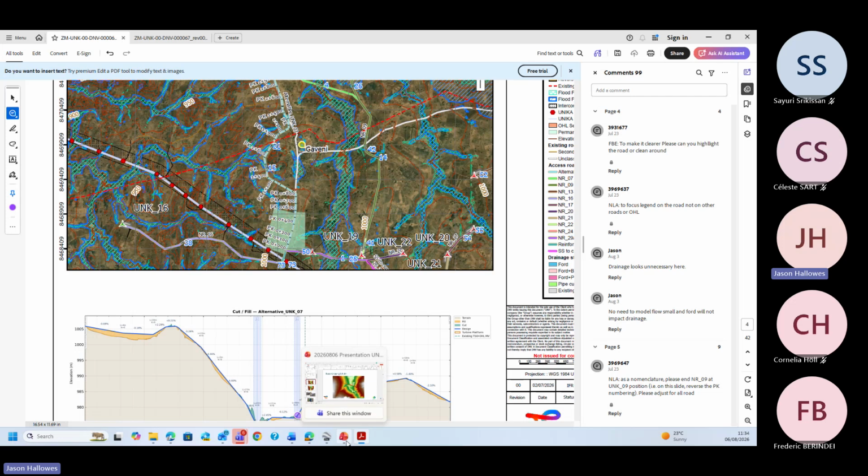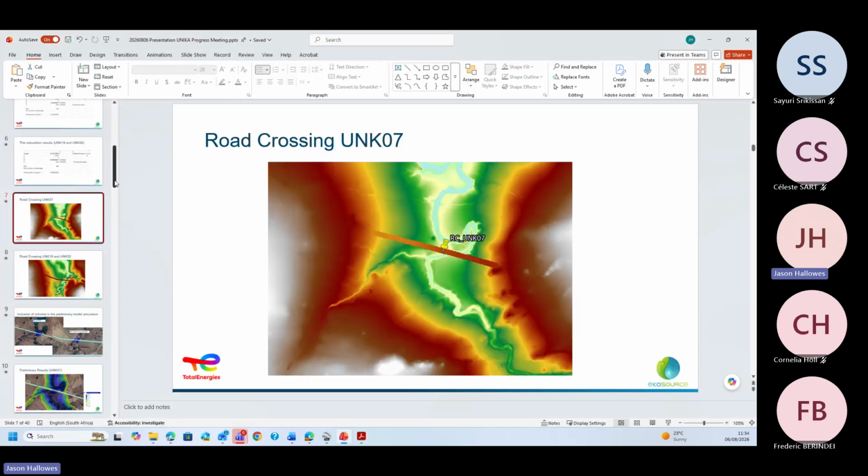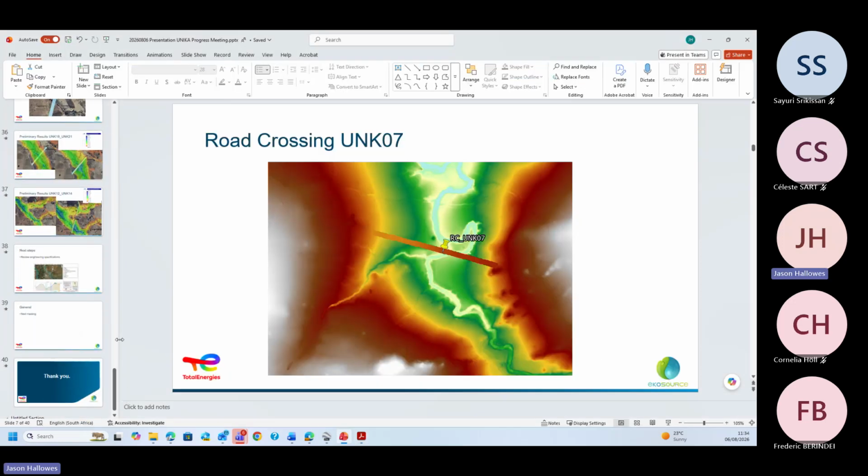Cool. I think that covers everything from my side of things. I am going on leave, and I think Sayuri's also going on leave for a short bit. I'm going down to the coast. So Sayuri, what days were you going again? Wednesday, Thursday, and Friday next week, and then the Monday in the following week.